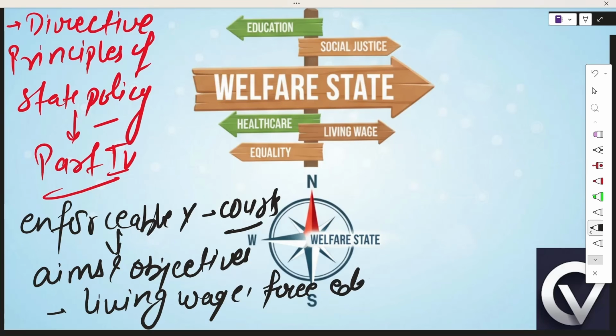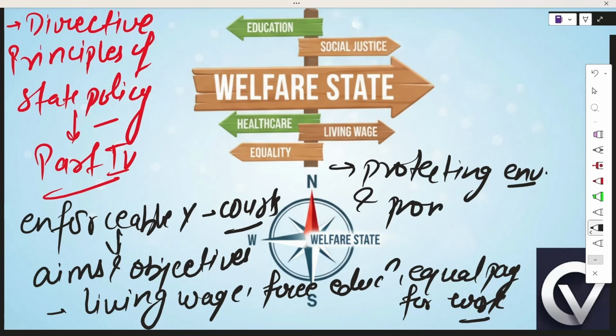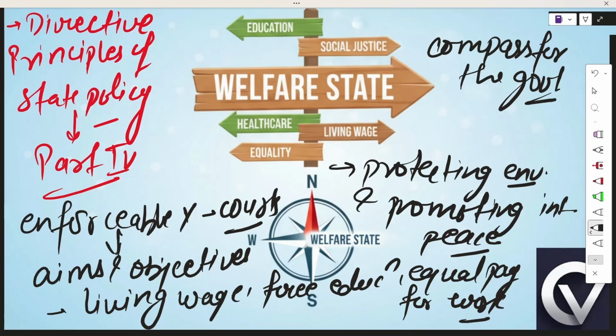free education for children, equal pay for equal work, protecting the environment, and promoting international peace. They work as the moral compass for the government, guiding them to build a welfare and just society.